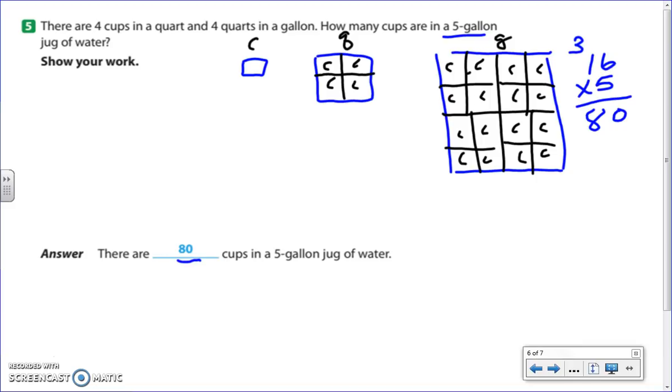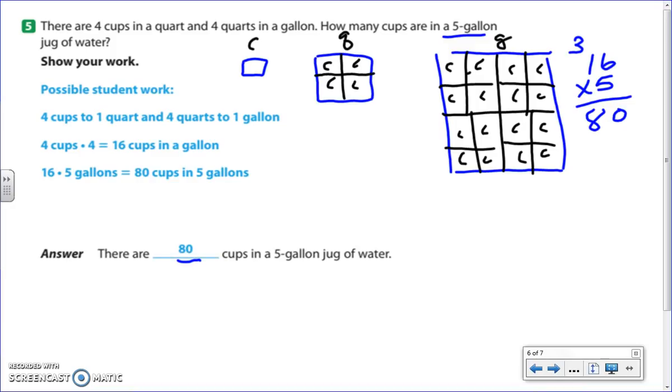Now the book explains it a different way besides the model that I just drew. It says that if there's 4 cups to 1 quart and 4 quarts to 1 gallon, then 4 cups times 4, you can see this is what we did right here, 4 times 4 would be 16 cups in 1 gallon. And just like we did over here, if there's 16 in 1, then we need to know how many are in 5, then we would multiply 16 by 5. So that would be 80. Looks like I'm going to have to make a second video for this one because I'm going to run out of time.